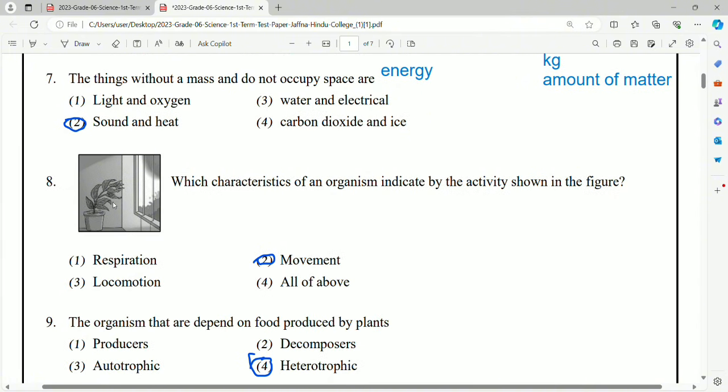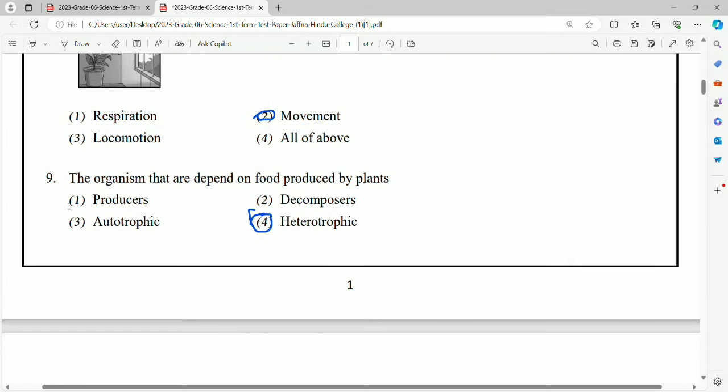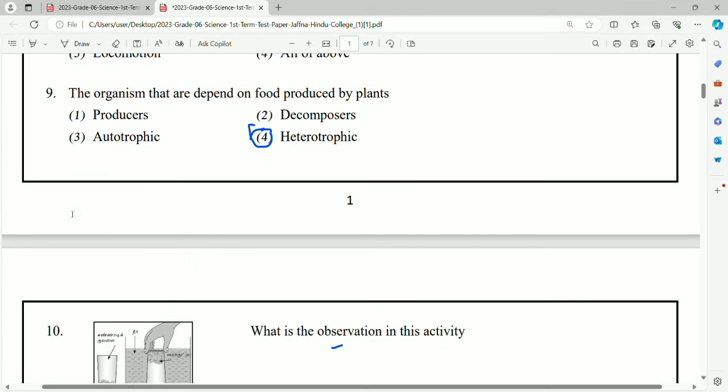Question number 8. Which characteristic of organisms is indicated by the activity shown in the figure? This figure shows a plant bending towards the sunlight. Bending towards the sunlight is an example of plant movement. Another example of plant movement is sleeping movement. Here the plant stem is bending towards sunlight. So the answer is the second.